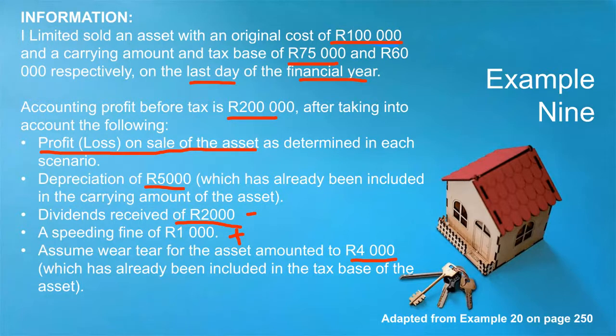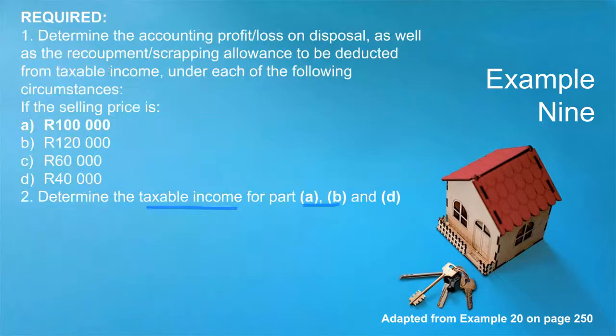Okay, so now first let's start off with part A. Part A asks us to determine the accounting profit or loss on disposal and the recoupment. So how would we go about calculating it if we sold the asset for 100,000? We'd say, okay, we sold the asset for 100,000. We then want to look at what the carrying amount is for accounting purposes. So then we've made a profit of 25,000 for accounting purposes. Does that make sense to everyone? Anyone lost so far? Okay, no one lost.